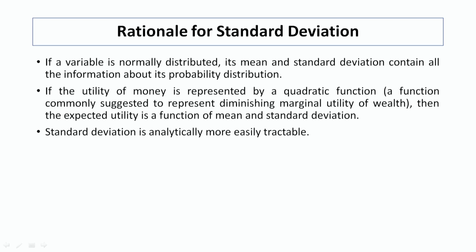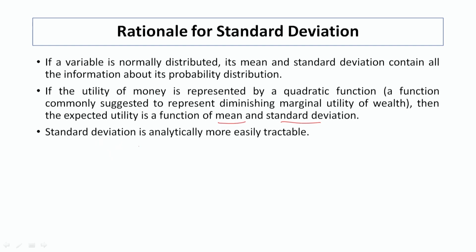If the utility of money is represented by a quadratic function, a function that is commonly suggested to represent diminishing marginal utility of wealth, then the expected utility is a function of mean and standard deviation. In this case, the function of money is considered to have two components, that is mean and standard deviation. In simple terms, we considered standard deviation first because we think that the distribution is normal. Second, we think that money is a representation of a quadratic equation, that is a composition of a mean and variance on the basis of utility of wealth.